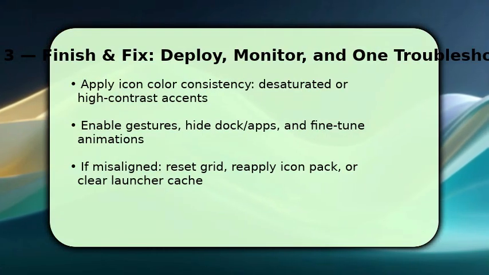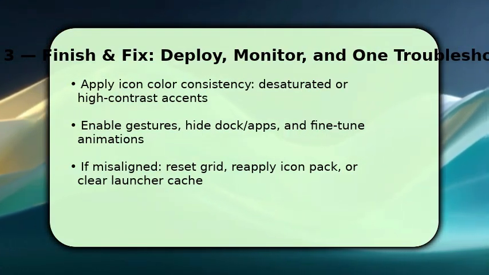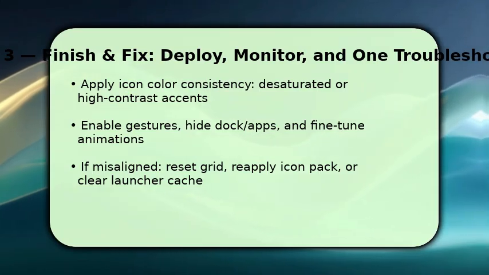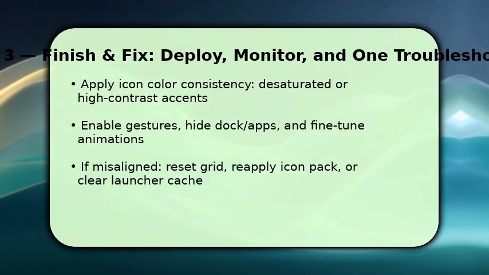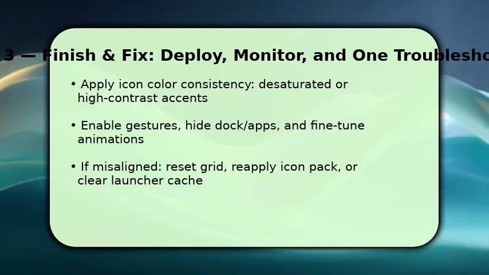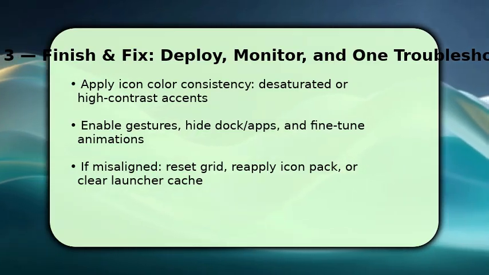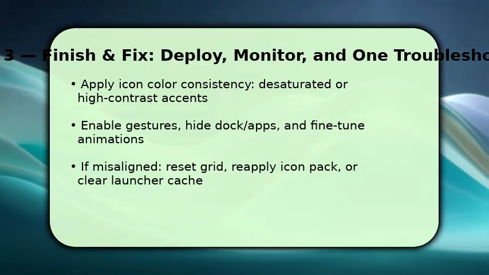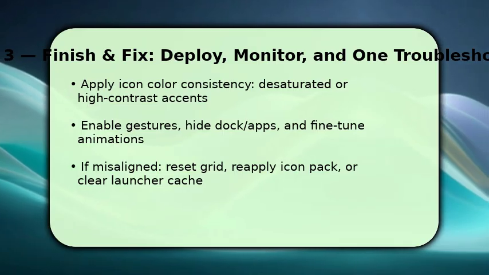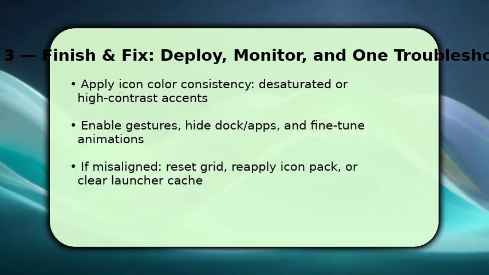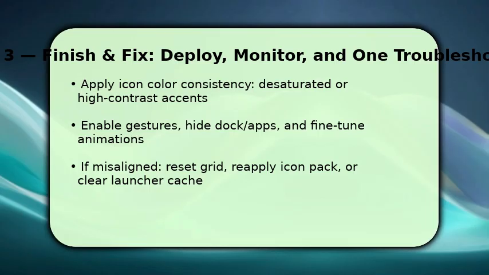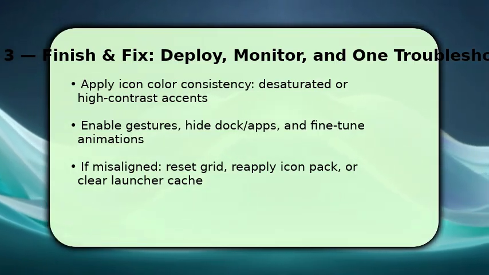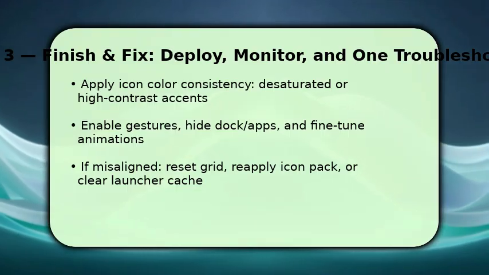You finish by polishing details. Apply a consistent icon tint or choose monochrome to make accents pop, because color unity ties the theme together. Then enable gestures, hide the dock if desired, and set subtle animations to 100-200 ms for smoothness. Once done, export or note your settings. If something breaks, icons misalign or widgets vanish, first clear the launcher cache, then reapply the icon pack and reset grid settings. That troubleshooting sequence fixes most layout hiccups quickly.